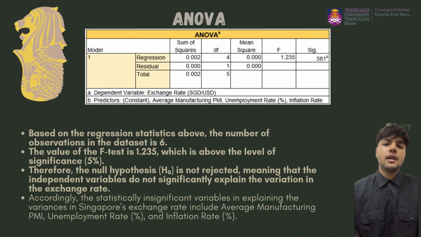Okay, next we have the ANOVA analysis slide. This analysis presents the result of the ANOVA test examining the relationship between Singapore's exchange rate, SGD compared to USD, and several economic indicators, including average manufacturing PMI, unemployment rate, and inflation rate. The dataset consists of 6 observations and the F-test value is 1.235. Since the p-value is 0.581, which is above 0.05, we fail to reject the null hypothesis, indicating that the independent variables do not significantly explain the variance in the exchange rate.